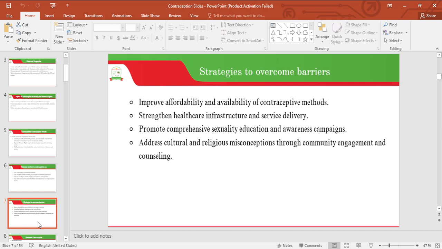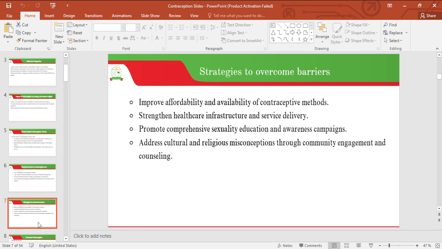Let's look at strategies to overcome the barriers. One of the strategies to overcome the barriers that we have just mentioned in the previous slide includes: 1. Improving affordability and availability of contraceptive methods, which means that each and every hospital or PHCU, or primary health care centers or primary health care units, they should be availed with the contraceptive methods.